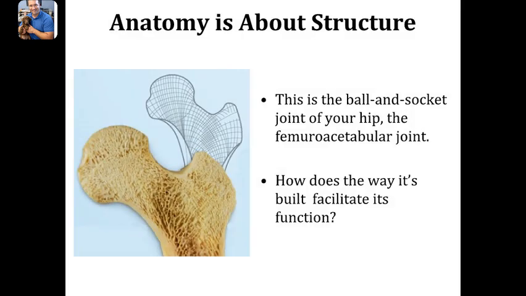When I say anatomy, I want you to think structure. Anatomy is the structure of the body. So here we've got a ball and socket joint. We all have two of these. This is your hip joint, or actually the top of your femur bone. Here's the ball, and that'll fit neatly into a socket up top here.